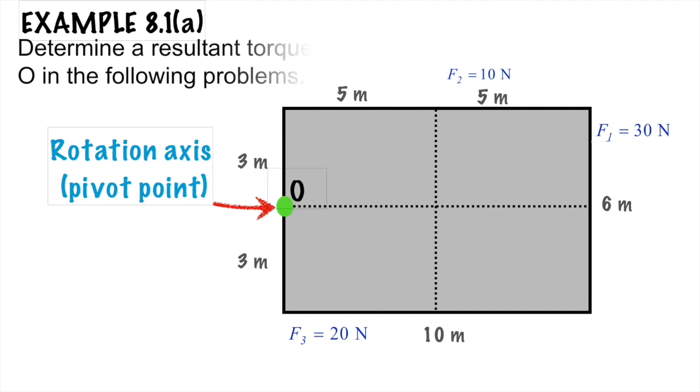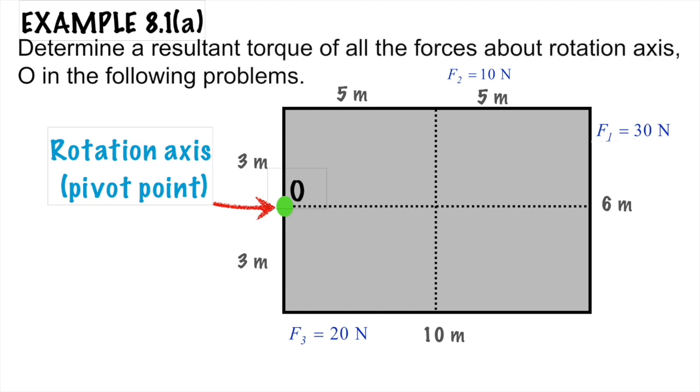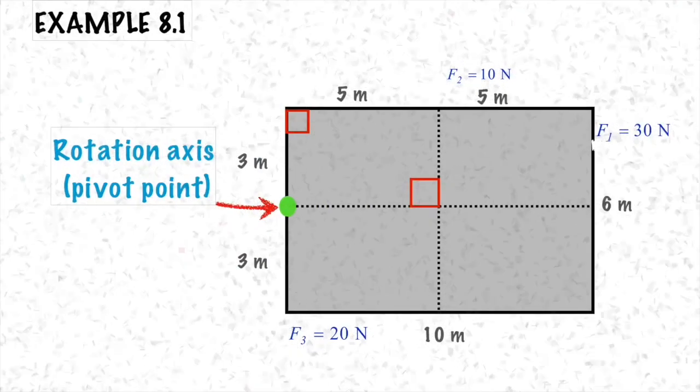Example 8.1a. Determine the resultant torque of all the forces about rotation axis O in the following problems. Given F1, 30 Newton to the right, F2, 10 Newton upward, and F3, 20 Newton downward. The green bullet is the pivot point.